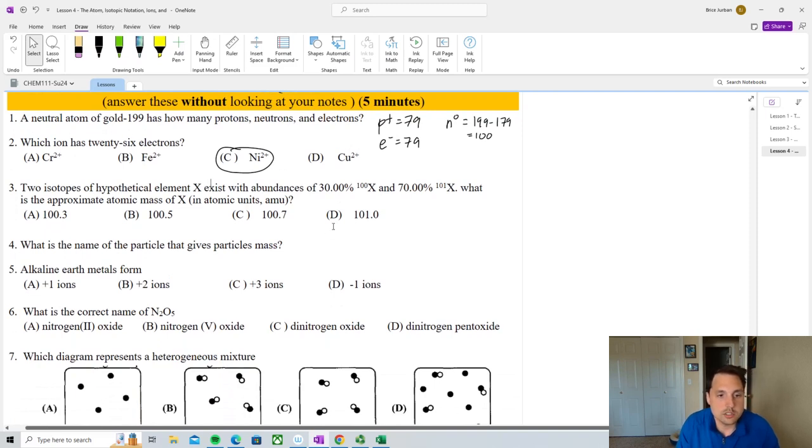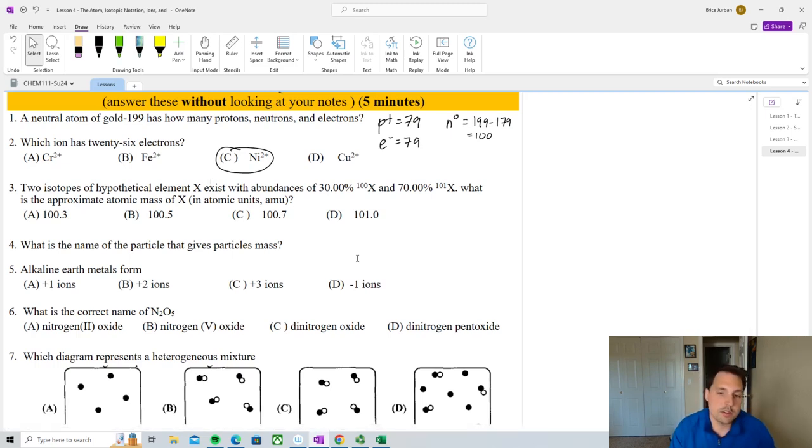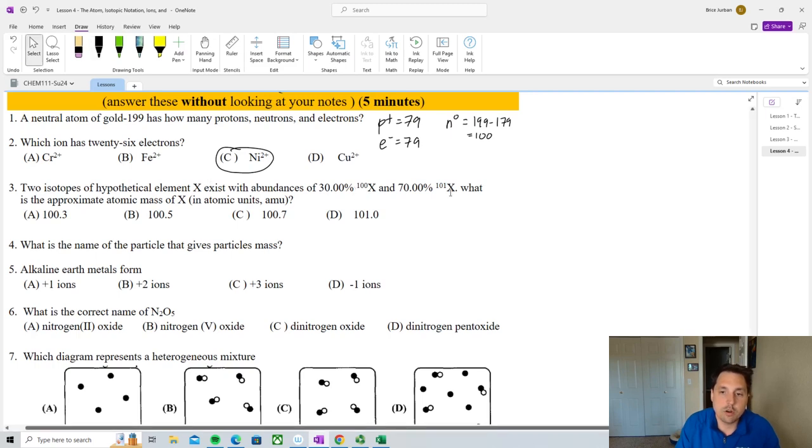Question 3. Two isotopes of a hypothetical element exist, with abundances of 30% of the 100 mass number isotope and 70% of the 101 mass number isotope. What's the approximate atomic mass of that element? Well, right off the bat, we know it has to be somewhere in between the atomic mass of 100 and 101. If you're paying really close attention, you would notice that the atomic mass is not the same as the atomic weight of that isotope, but it's fairly close.